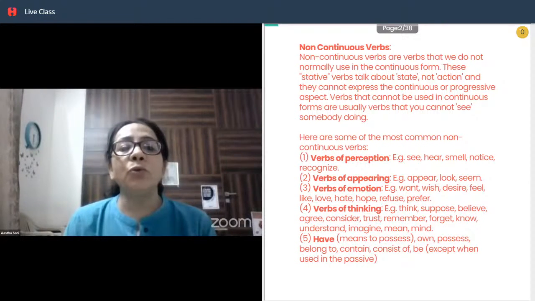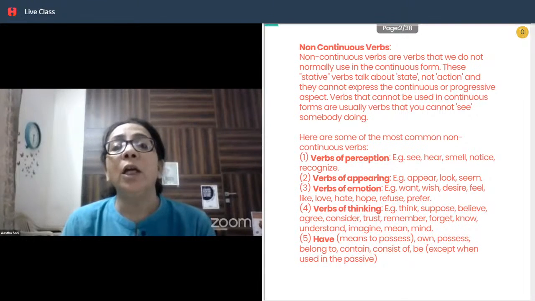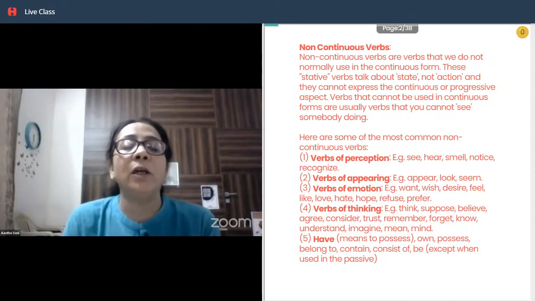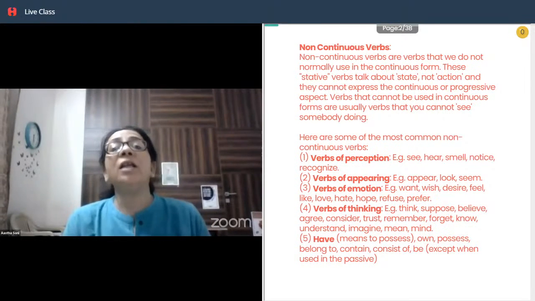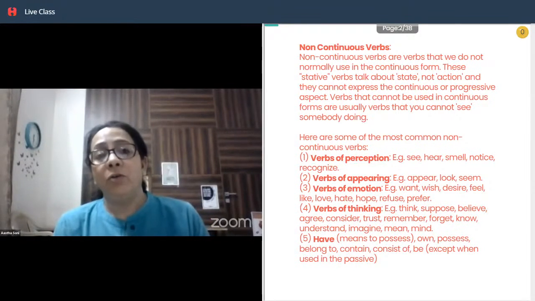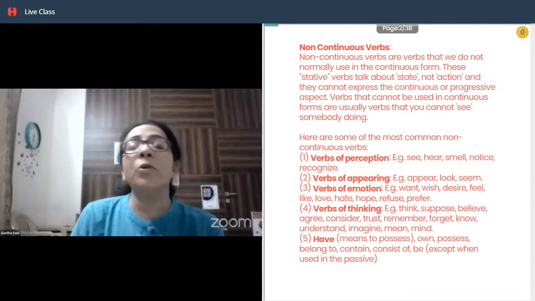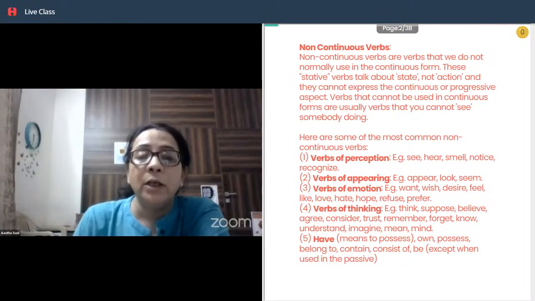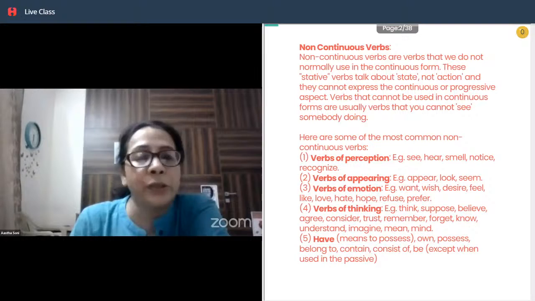Verbs that cannot be used in continuous forms are usually verbs where you cannot see somebody doing something. For example, if I say I am thinking, you actually cannot see my thinking happening inside my brain. But think in itself is something which talks about an action. Okay, so here it says that here are some of the most common non-continuous verbs. What are those? Perception, appearing, which is what it appears to you, emotions, and thinking.